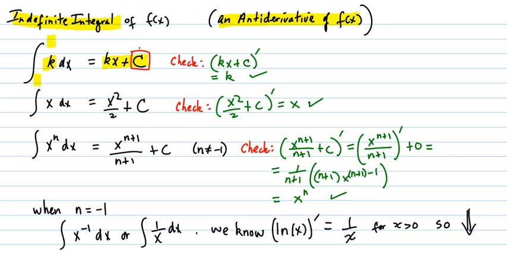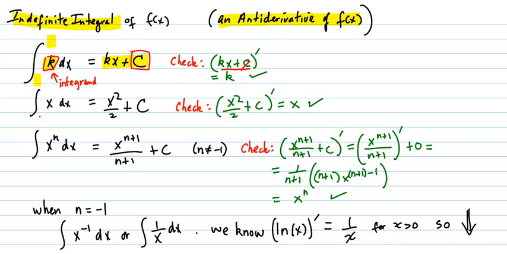And to verify this, all we have to do is check it. Let's just differentiate kx plus c and see what we get. Well, the derivative of the constant is 0. So it's just the derivative of kx is k, and that's the original integrand. They call the function in here the integrand. And if it verifies out, that's it.